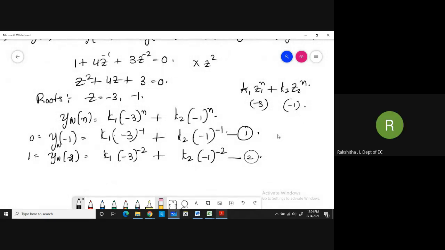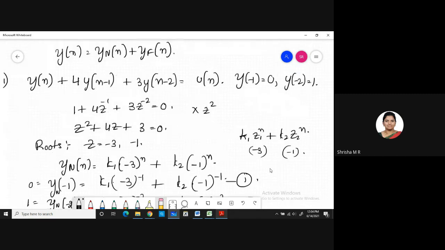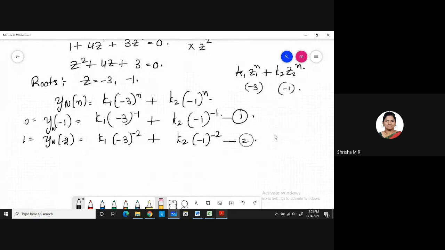Ma'am, why did we take minus 2? That is the initial conditions for a difference equation: y of minus 1 is equal to 0, y of minus 2 is equal to 1. In difference equations, initial conditions are like this. In the differential case you have y of 0 and y dash of 0, and here you have y of minus 1 and y of minus 2. Okay, ma'am.